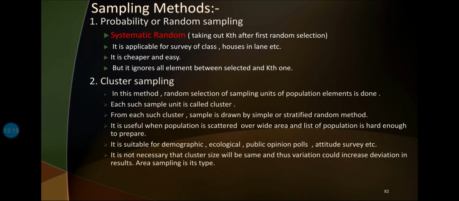So when you divide the complete population into some parts, each part is called a cluster, and from that cluster you will take out some of the samples. It is useful when the population is scattered over a wide area and the list of the population is hard to prepare. It is suitable for demographic study, ecological study, public opinion, attitude, etc. I will again take a small example.